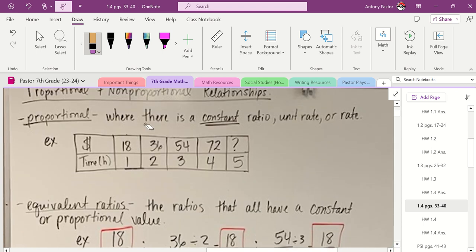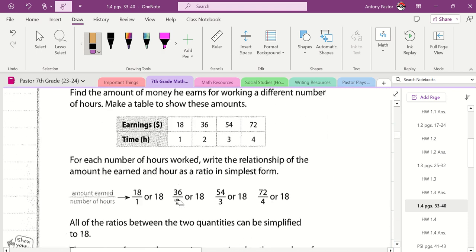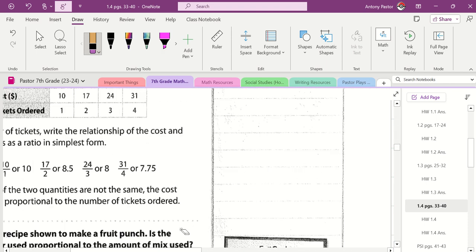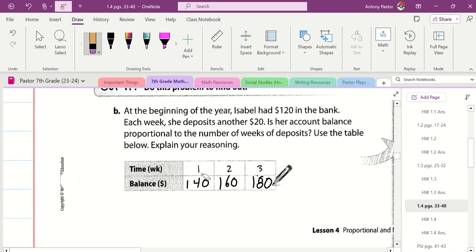So be aware that proportional means that they are all equivalent. Proportional and equivalent ratios are basically the same thing. It's not just a change being seen in each one. So when it comes down to this example here that we have used with Isabel depositing money, are these all consistent? There is a consistency here, but the fact that she started with $140, or $120, I should say, in her bank account messed this up.